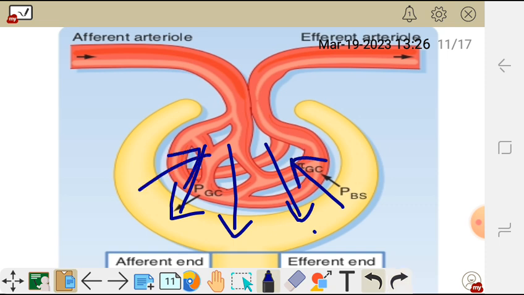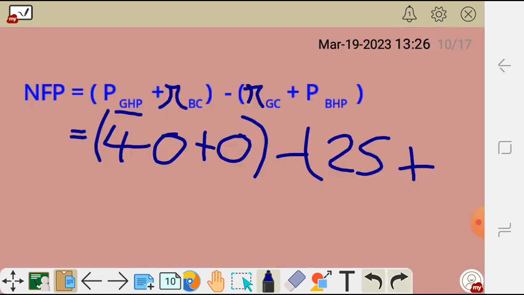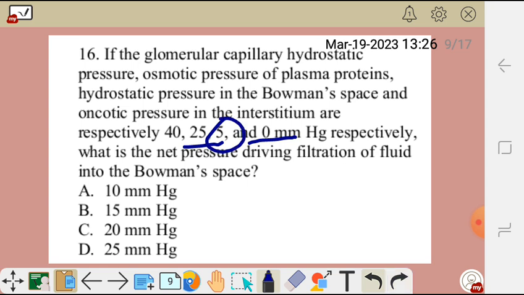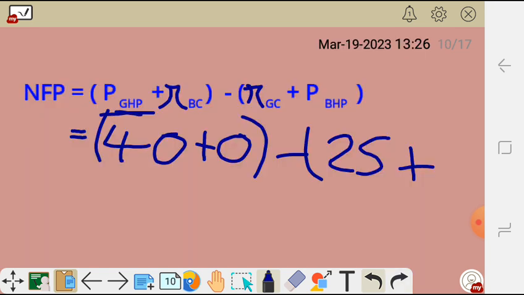That pressure is called the Bowman's capsule hydrostatic pressure. So it is an opposing pressure to our net filtration pressure, to our hydrostatic pressure in the glomerulus. That pressure here we have been given to be 5. So hydrostatic pressure in the Bowman's space is 5 there in our question. So we're going to add 5 to this.